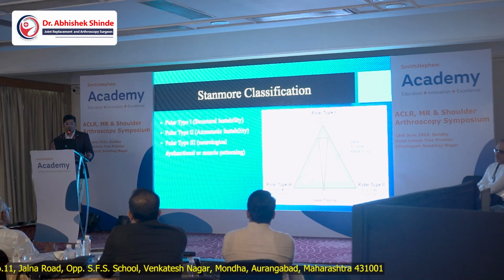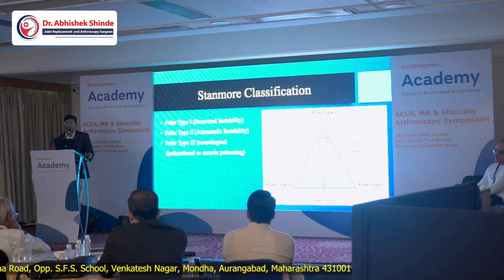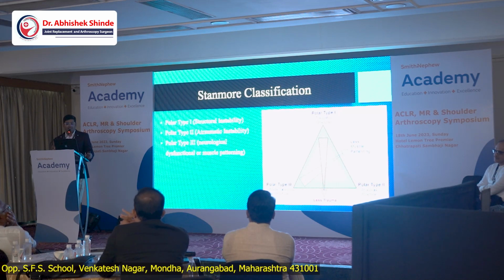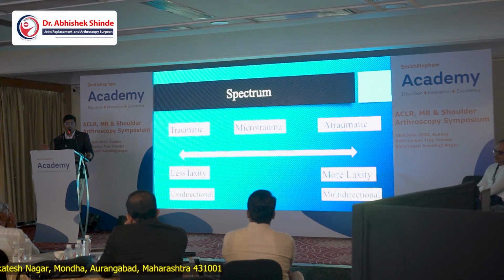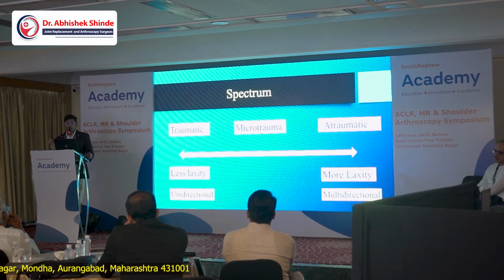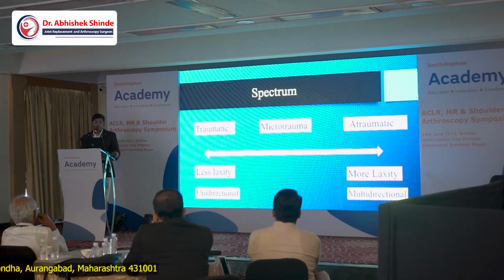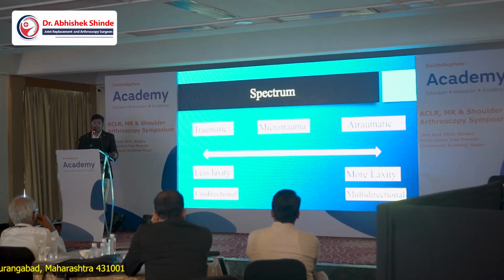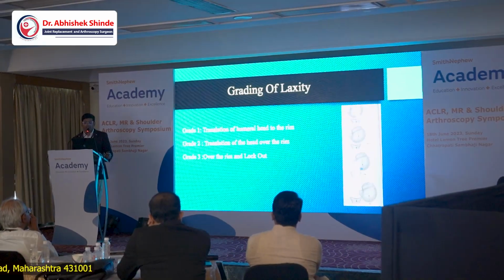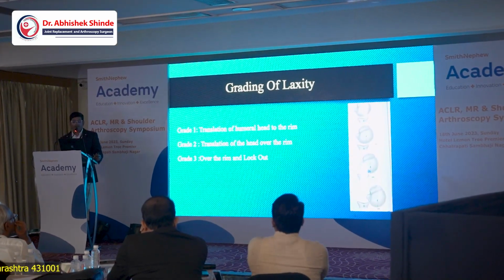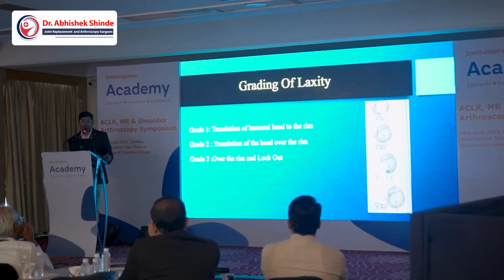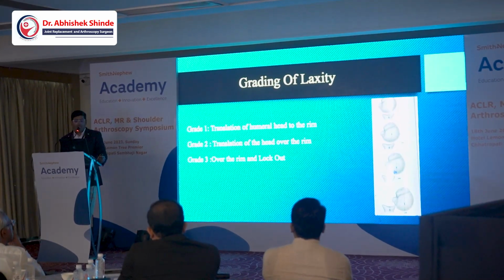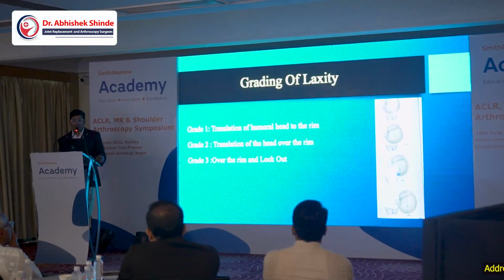This is the Stanmore classification. Polar type 1 is structural instability. Polar type 2 is traumatic instability. Type 3 is neurological dysfunction or muscle patterning. So there is a spectrum of dislocation. It could be traumatic or micro-traumatic, with less laxity and unidirectional, or more laxity and multidirectional. This is the grading of laxity. Grade 1 is translation of the humeral head within the rim, translation of the humeral head over the rim is grade 2, and over the rim with lockout is grade 3.